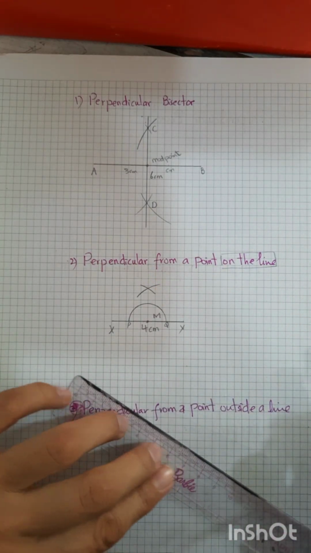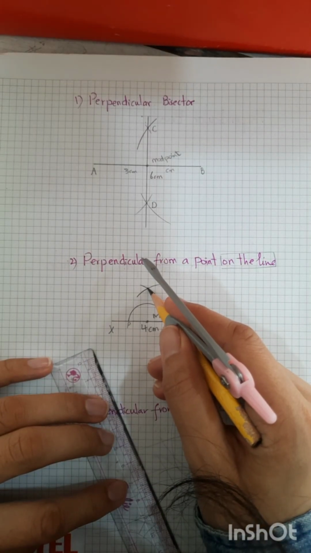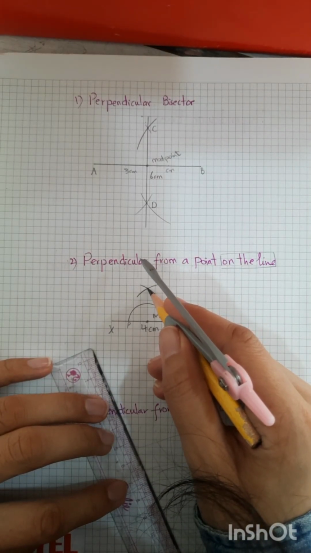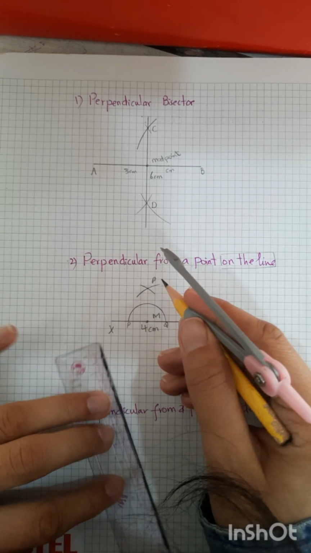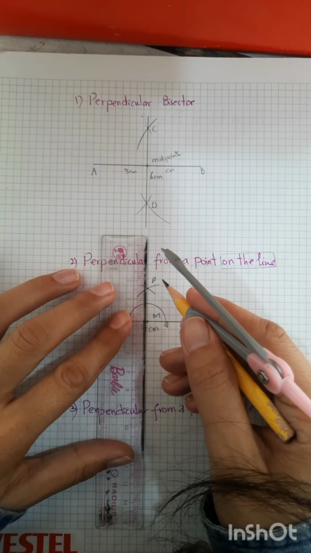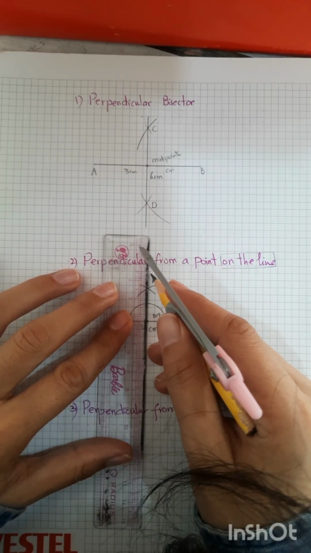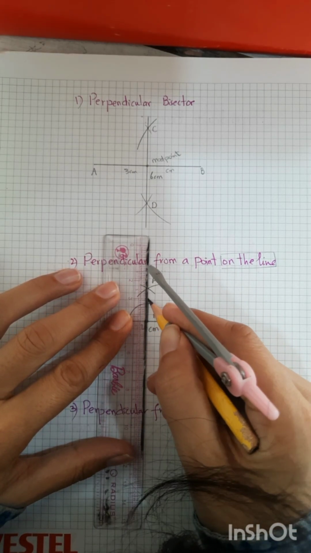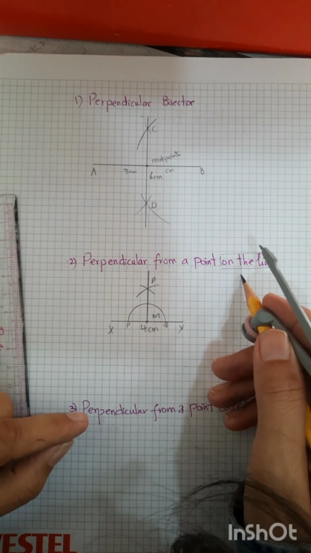Now again you got one point where there is an intersecting arc, so you will name this P, whatever name you give it. Then you have to connect this point with this M point. So this is how you can draw the perpendicular from a point on the line.